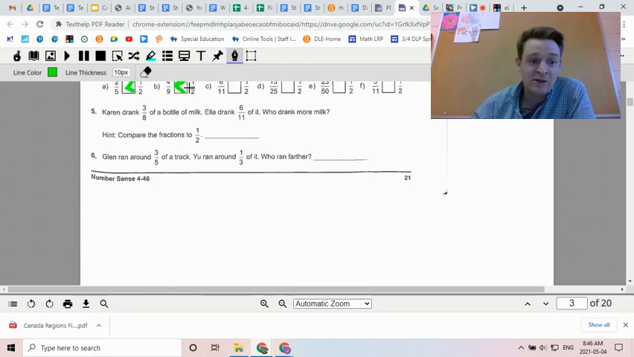Number 5, Karen drank 3/8 of a bottle of milk and Ella drank 6/11. Who drank more? And here's the hint, compare the fraction to 1/2. Number 6 says Glenn ran around 3/5 of a track and you ran around 1/3 of it. Who ran farther? Again, compare it to 1/2.